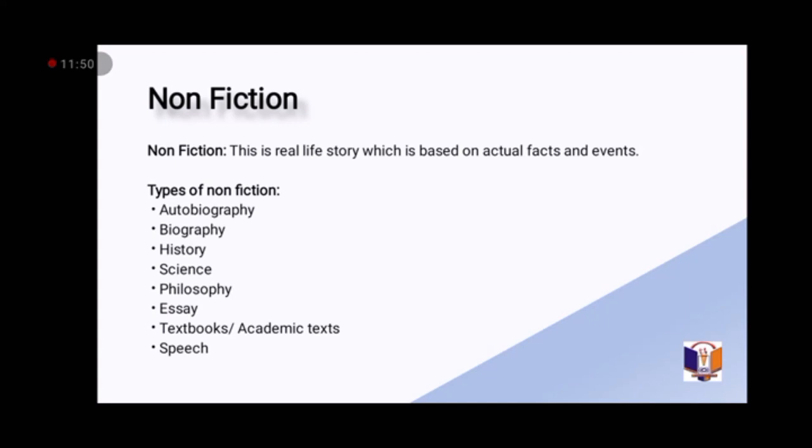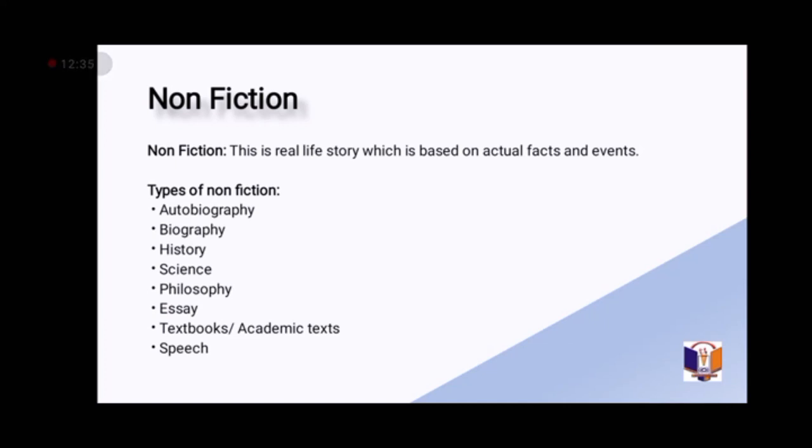Non-fiction is a real life story which is based on actual facts and events. We have types of non-fiction. We have autobiography. Autobiography is a write-up by an author telling us about himself. It's a true life story because it tells us about himself, probably from the day he was born, according to his parents. He will tell us stories till the present day, or from a particular stage in his life to whenever he wants. But it must be an author telling us his own story.